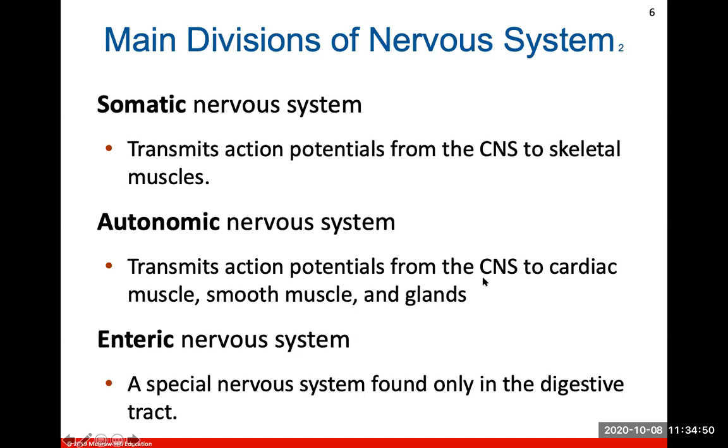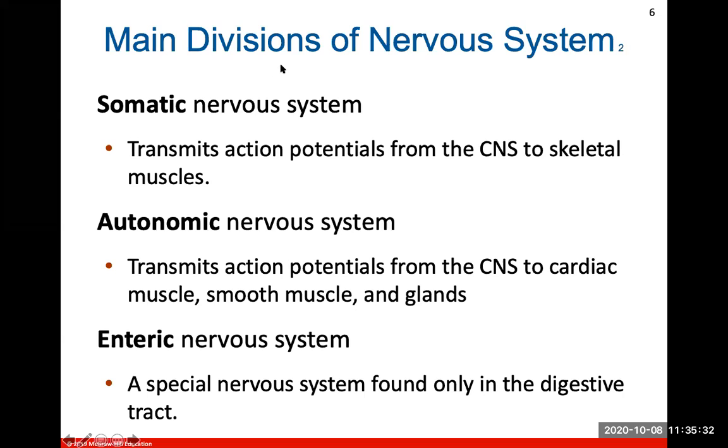The somatic nervous system, so we further divide our nervous system. The somatic nervous system will transmit action potentials from the central nervous system to your skeletal muscles. So the somatic nervous system is a motor division, and it's under conscious or voluntary control. Then the autonomic nervous system will transmit action potentials from your central nervous system to cardiac muscle, smooth muscle, and glands. And the autonomic nervous system is also known as the automatic nervous system. So these things will happen without you knowing it on the subconscious level.